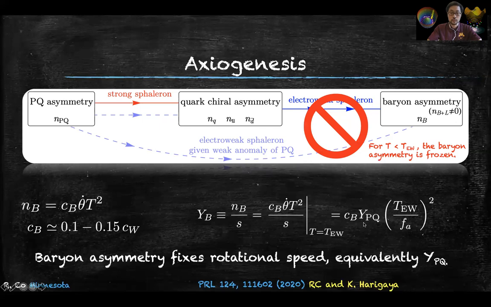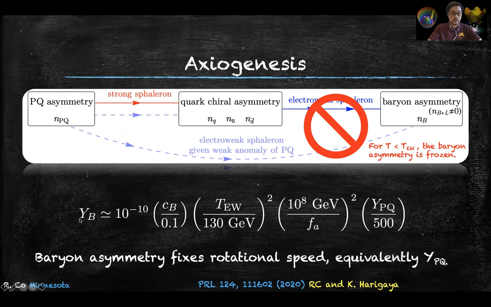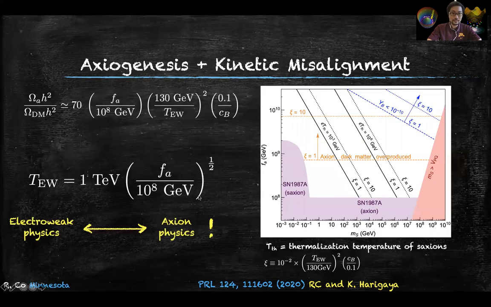If we think of this as a way to fix the PQ charge asymmetry from a given decay constant, then we can use this to predict the dark matter abundance. Here is the formula to show you the size of the PQ charge yield. If I fix the decay constant to be 10 to the 8 GeV and the electroweak phase transition temperature to be the one predicted by the Standard Model, in this case, the Y_PQ has to be around 500. And we can use this to figure out whether we under or overproduce axion dark matter from kinetic misalignment. And the answer is that we overproduce this by a very little bit.